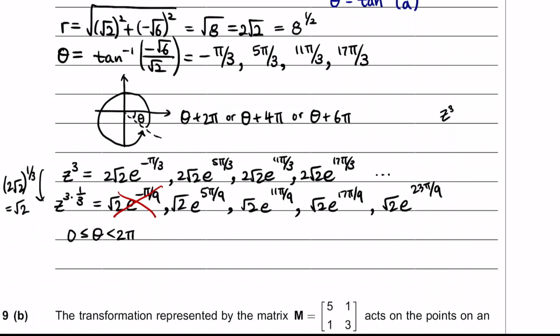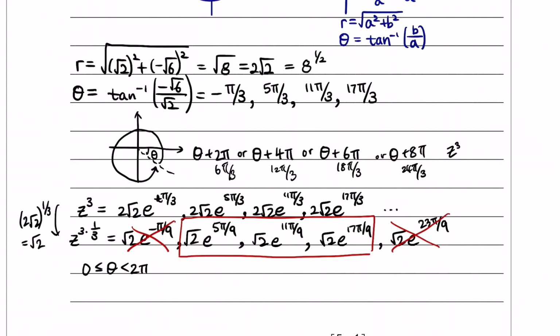Whereas the last term that I added, 23 pi over 9, is not within 2 pi because it's higher than 2 pi. So this is also eliminated. This is where you stop. Therefore, 3 answers are these. Oh, don't forget your i's. Exponents should have i, so always don't forget, okay? Because z is r e to the power of theta i.